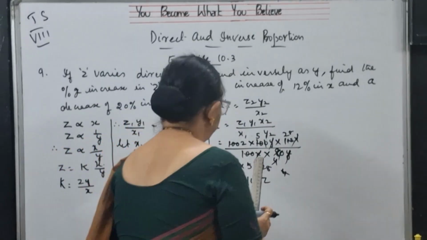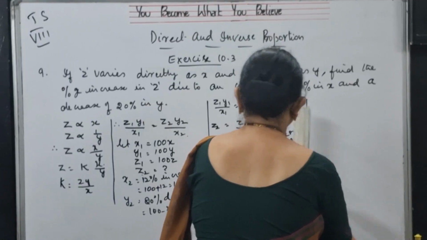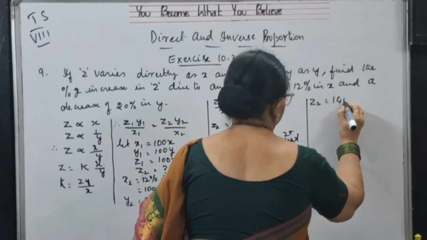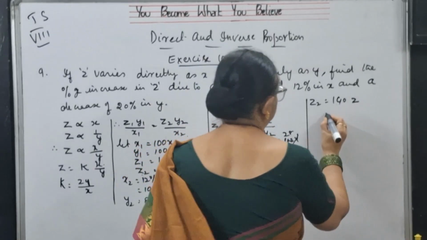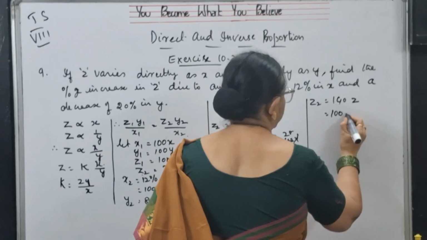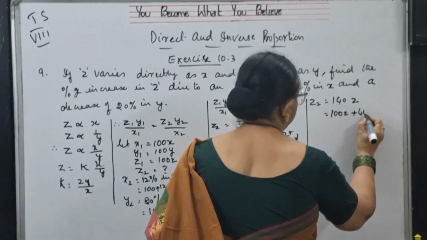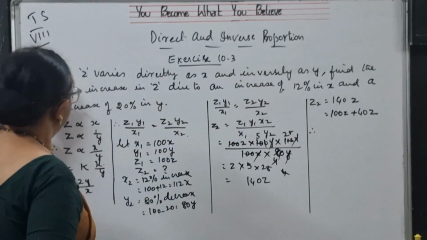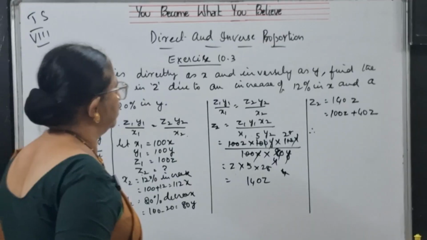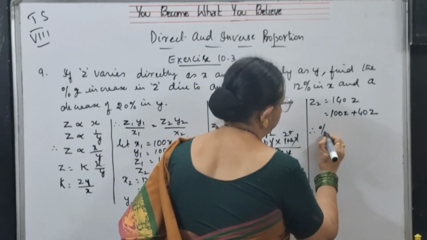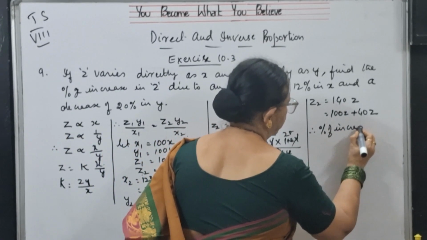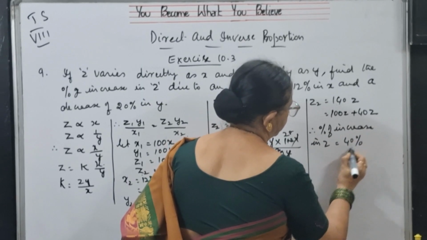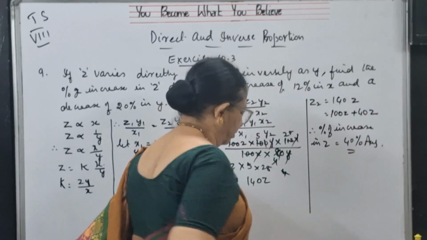So that means, what is this 140 Z, children? Z2 is equal to 140 Z. That means it is nothing but 100 Z plus 40 Z. It becomes 140 Z. Therefore, the question is what? Percentage of increase in Z. So therefore, percentage of increase in Z is equal to 40%. This is the answer, children.